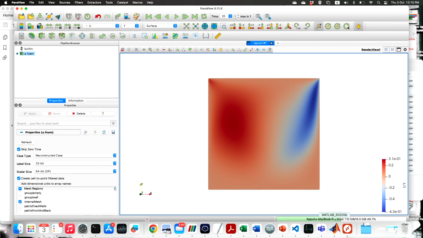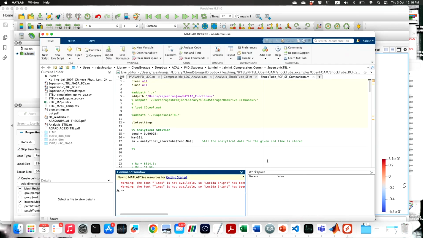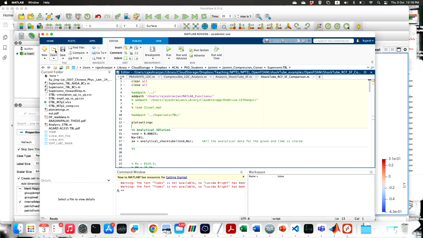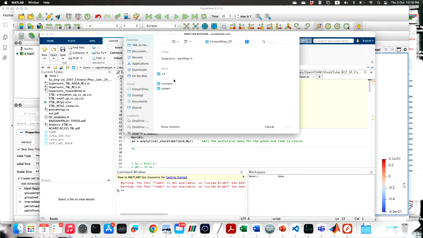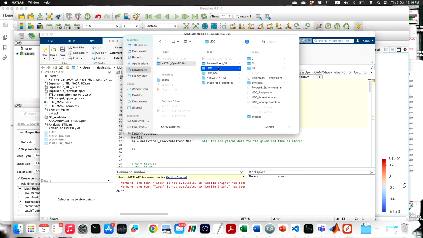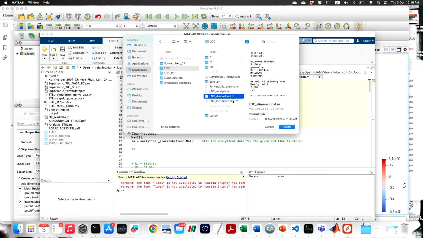What I am going to do is, I have written a little solver in MATLAB which will visualize this, plot it, and compare against the data which is there in the literature. Okay, so let me go there. Downloads, OpenFOAM, LDC. LDC analysis.